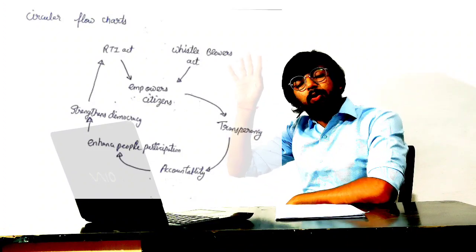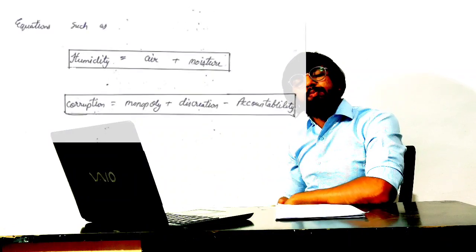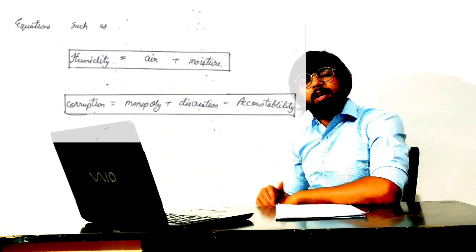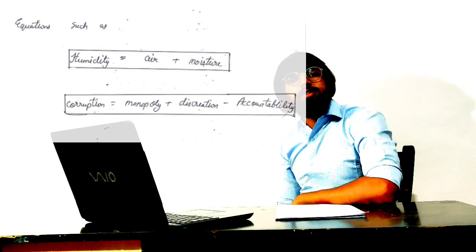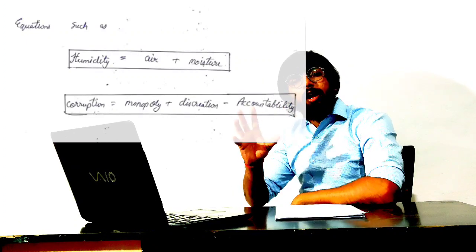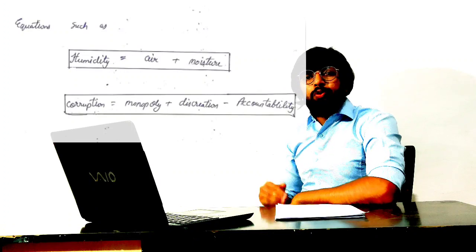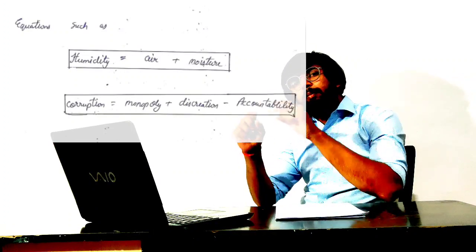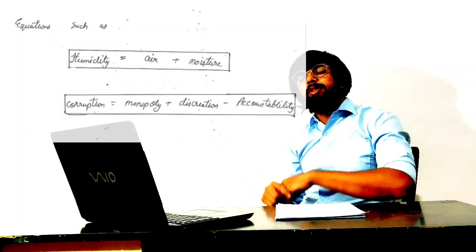So this is how a circular flow diagram can be made, and these circular flow diagrams can be made on any type of topic. But the thing is, you have to learn and practice more and more where to make such flowcharts or circular flow diagrams. You can use equations even. In the next pop-up you can see the next part, an equation such as humidity is equal to air plus moisture, right? So that equation is given, you can make a box and mention that equation there.